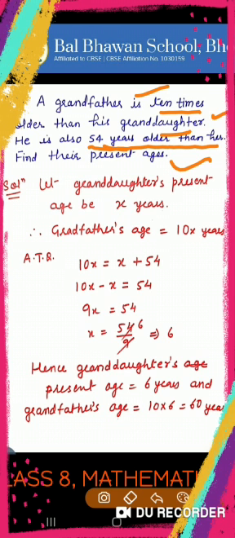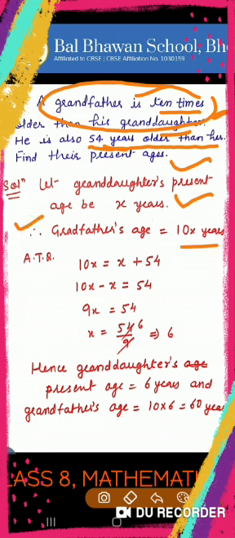In this question, the granddaughter is younger, so we take the granddaughter's present age as x years. According to the first line, the grandfather's age is 10 times the granddaughter's present age. So what will be the grandfather's age? Yes, it will be 10x. 10 times x is 10x. That's why the grandfather's age is 10x.